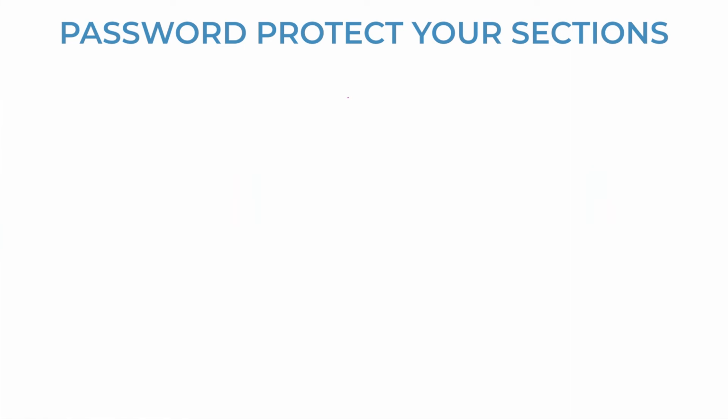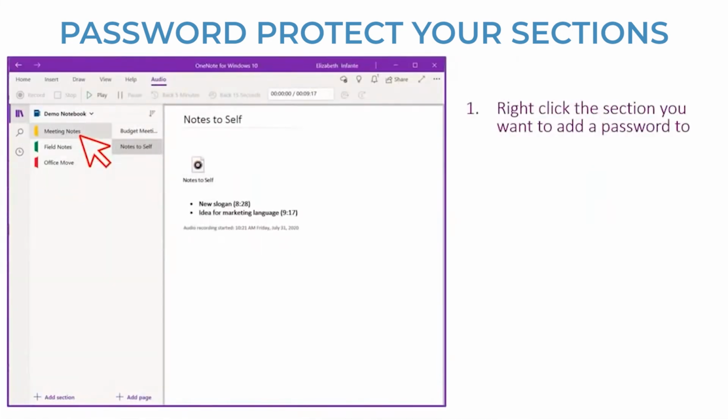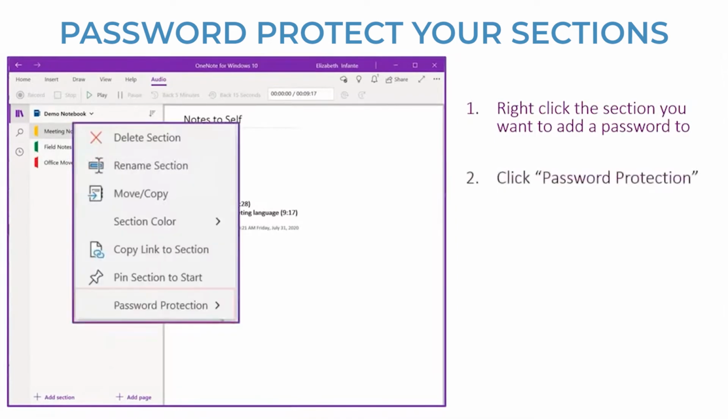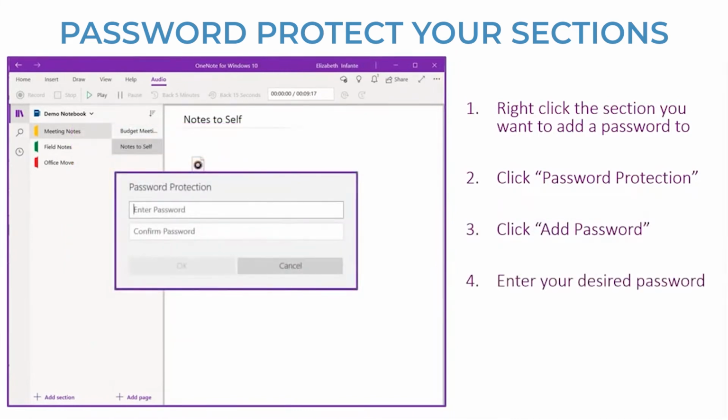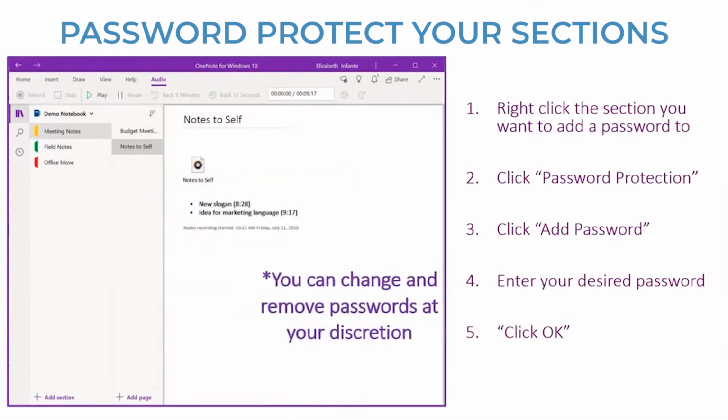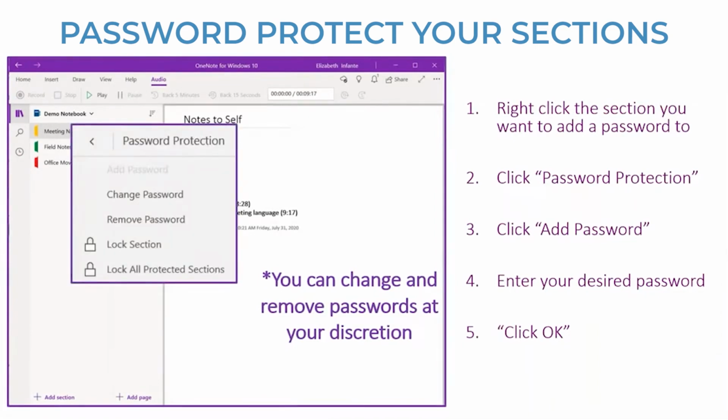To password protect your sections, not your notebooks, but your sections, you're going to go to the section that you'd like to password protect, and you'll right click on it. Then you'll go to the button that says password protection, and you'll go to add password. Once you think of a password that you definitely won't forget, you'll put it in there, and then you'll click OK. You can change and remove your password at your discretion. You'll just go back in there, and then you see change, remove.